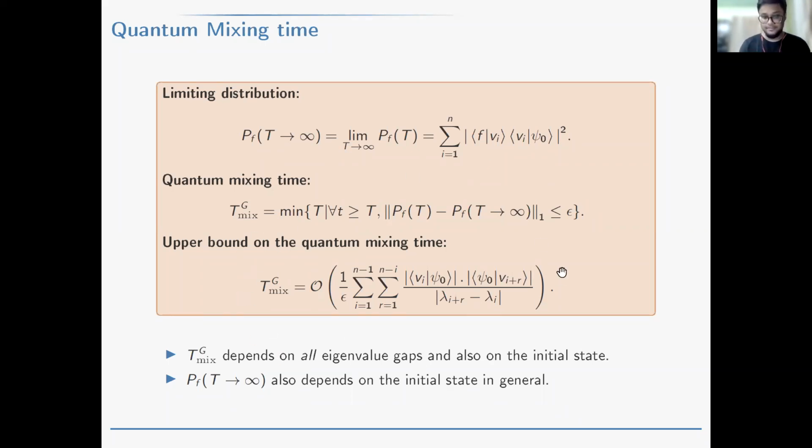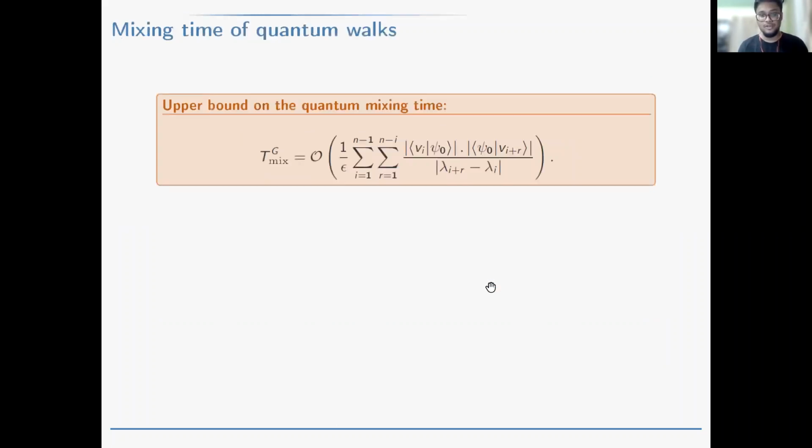So this is the expression that we are going to focus on. We're going to focus on quantum mixing times of quantum walks, right? If you look at this expression, remember that these are just overlaps, and these are just less than one. We saw that the individual overlaps, these amplitudes, are essentially individually less than one.